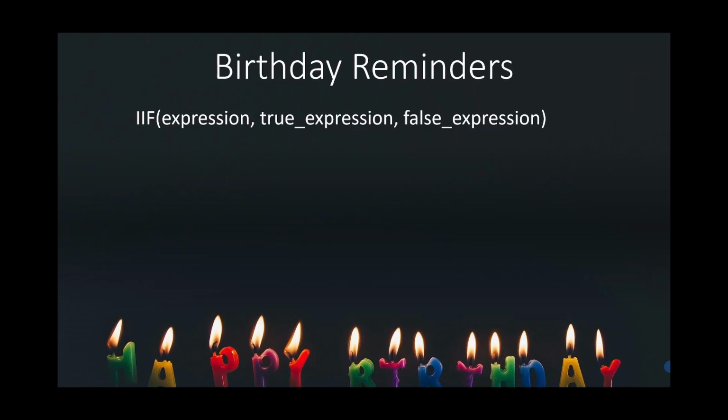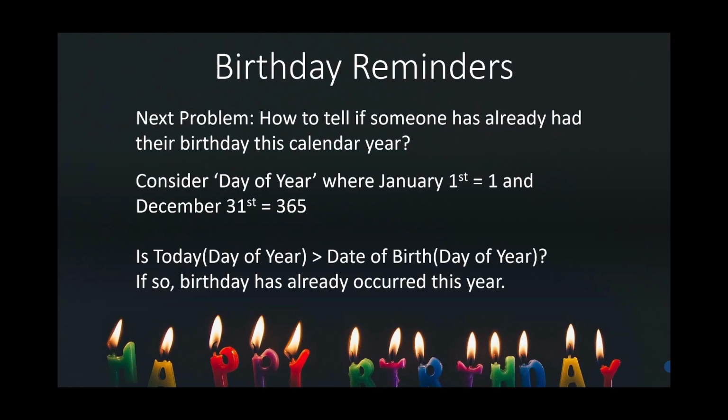So the problem is how to tell if someone has already had their birthday in the calendar year. So we consider day of year, where January the 1st is 1 and December the 31st is 365. So is today's day of the year greater than the date of birth's day of the year? If so, the birthday has already occurred this year.